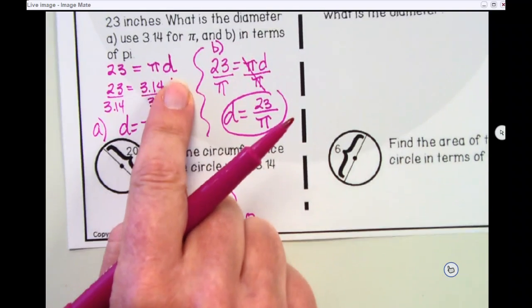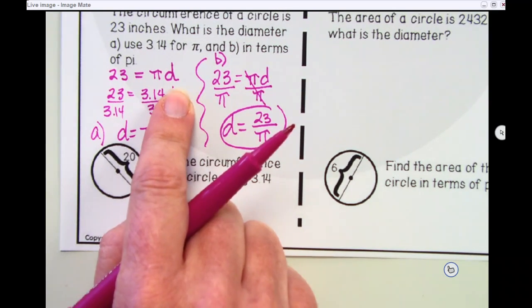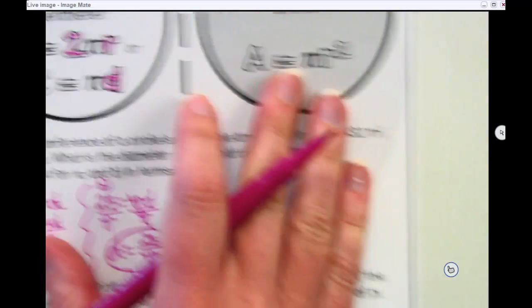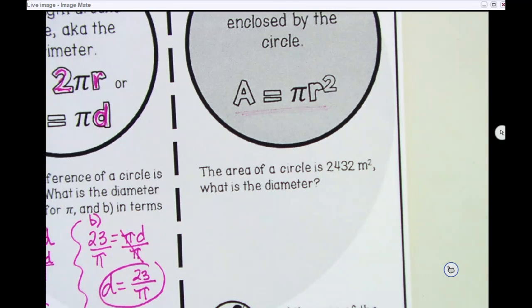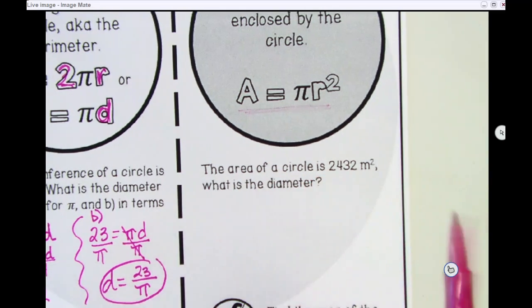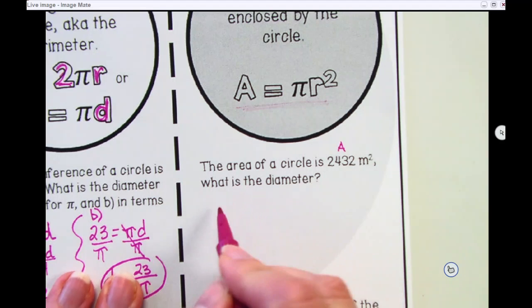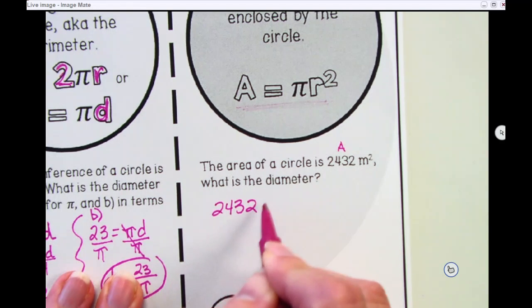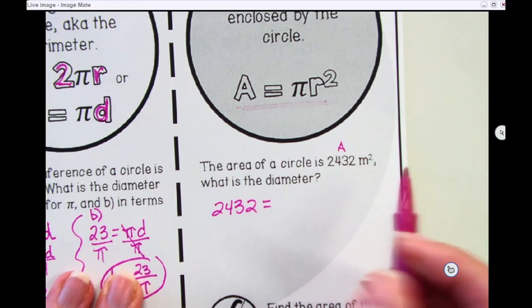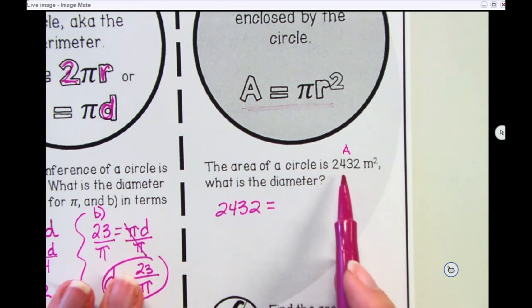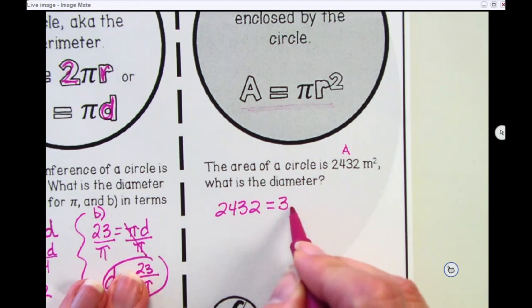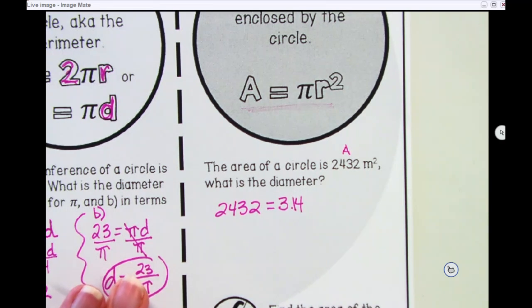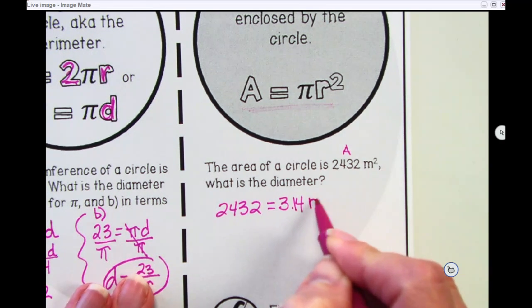Do we need to do another circumference problem before I move on to area? Okay, area equals pi r squared. So here we are. The area is 2432. So 2432 equals, it doesn't say to leave it in terms of pi. So what should we replace that pi symbol with? 3.14 r squared.